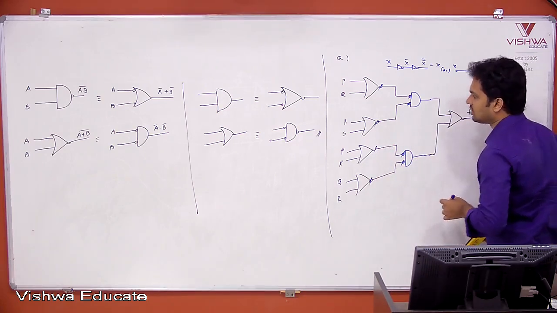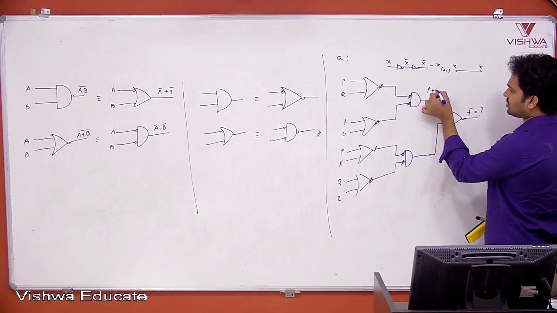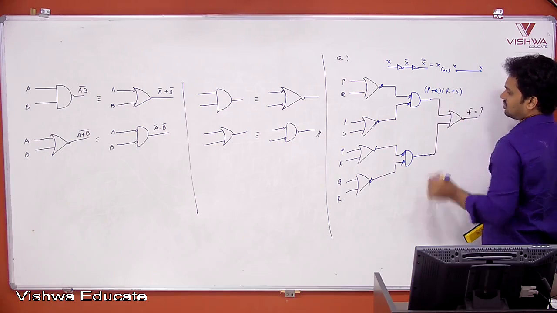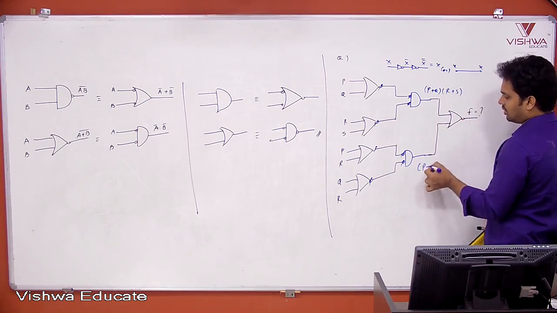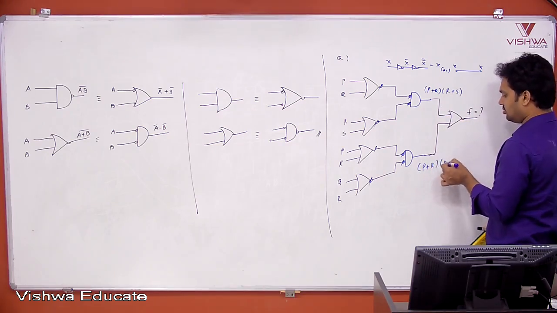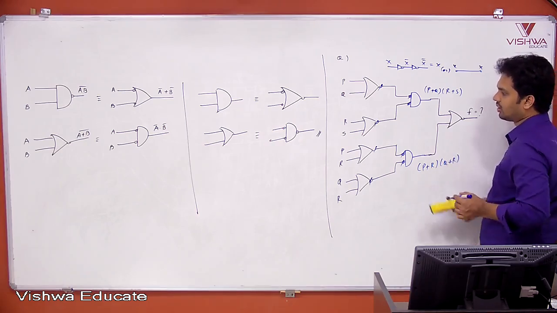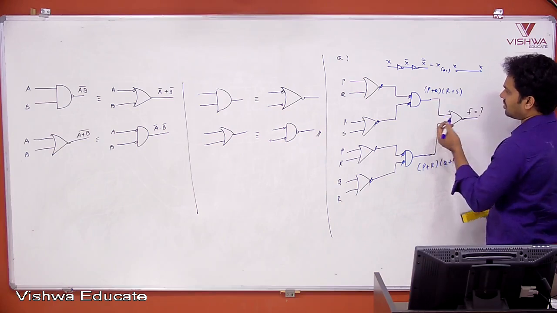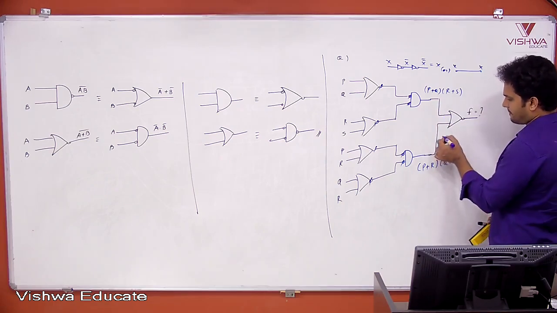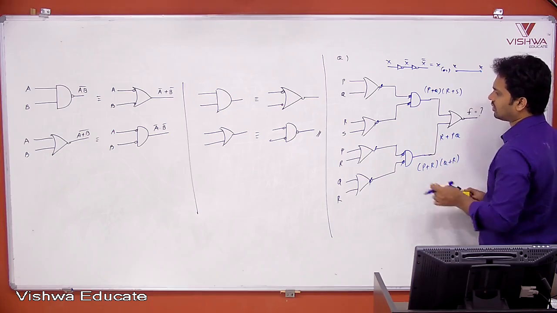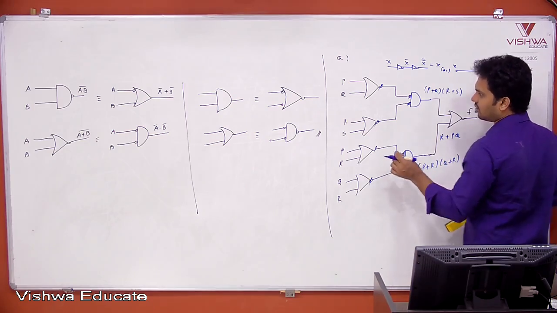Now what is the answer? P plus Q into R plus S. Here P plus R into Q plus R. Okay. Then you can simplify further here. R plus PQ.